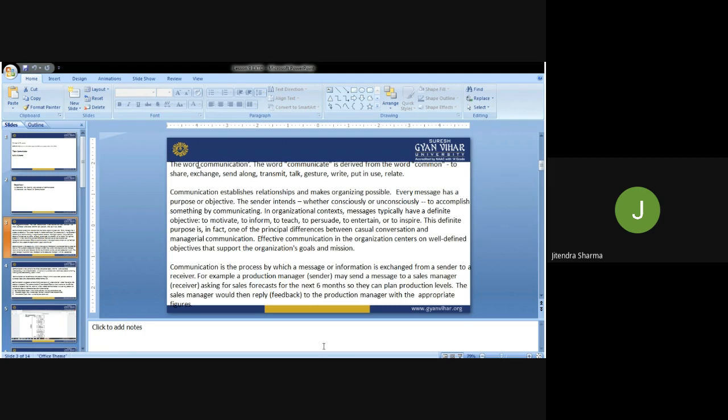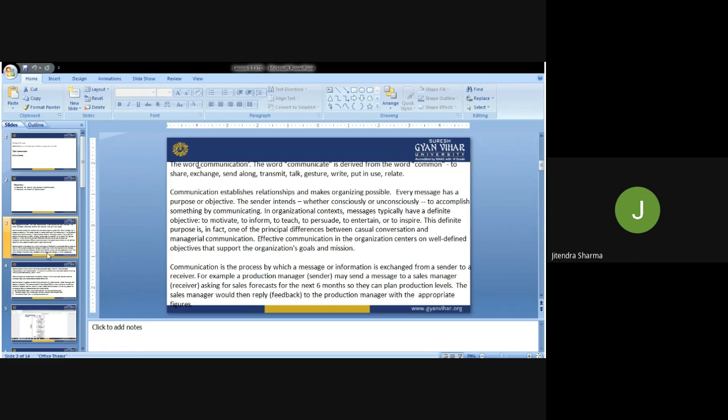that communication is a process by which a message or information is exchanged from a sender to a receiver. For example, the production manager, which example we have already discussed, for the next 6 months how much production is required for selling, for doing the business. That kind of communication is very clear, which was given by the production manager to the sales manager, and the sales manager has given certain figures: this is the quantity which is required, and these are the product packs which are required for the incoming months of the year.